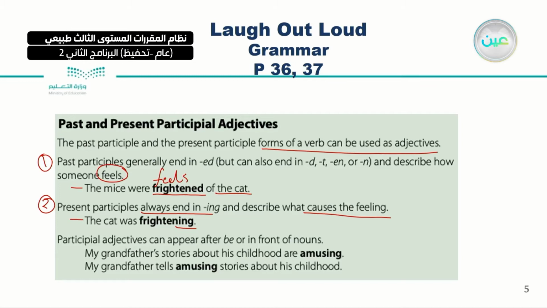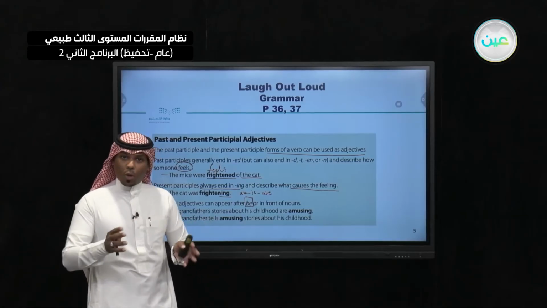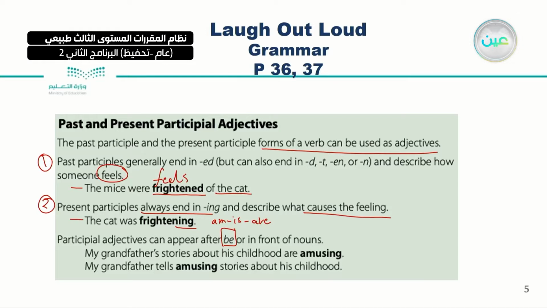Finally, participle adjectives can appear after be. I'm talking here about be. Do you remember that? Am, is, or are. Or in front of nouns, any kind of nouns: Ahmed, car, principal, school, whatever you would like to name. Let's see the examples here.